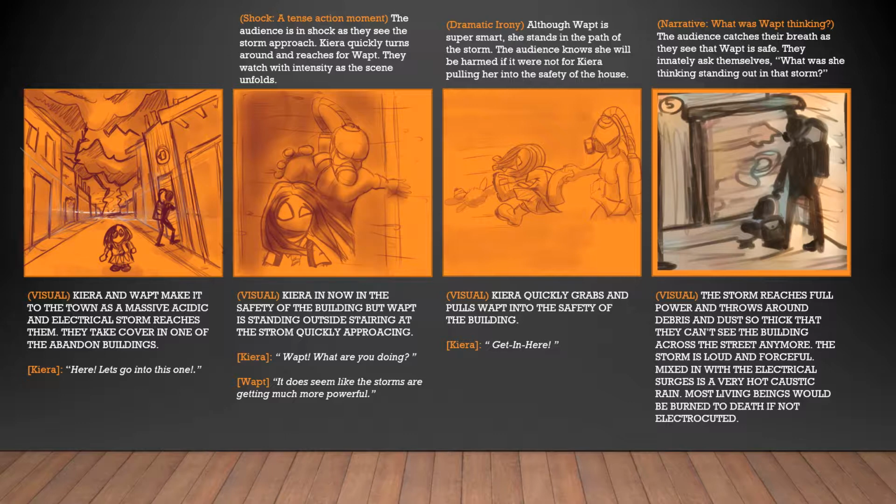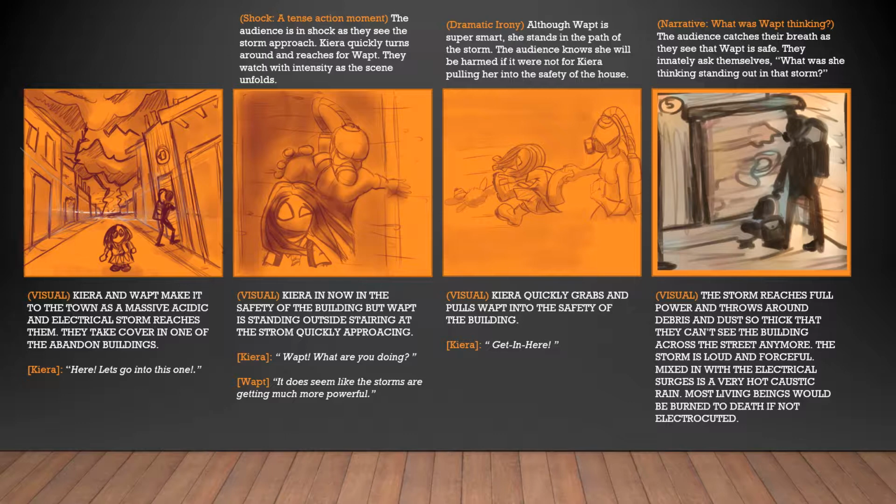In this next scene, we establish the visual. Kira quickly grabs and pulls Wap into the safety of the building. "Get in here!" In the scene, we have dramatic irony. Although Wap is super smart, she stands in the path of a storm. The audience knows she will be harmed if it were not for Kira pulling her into the safety of the house.